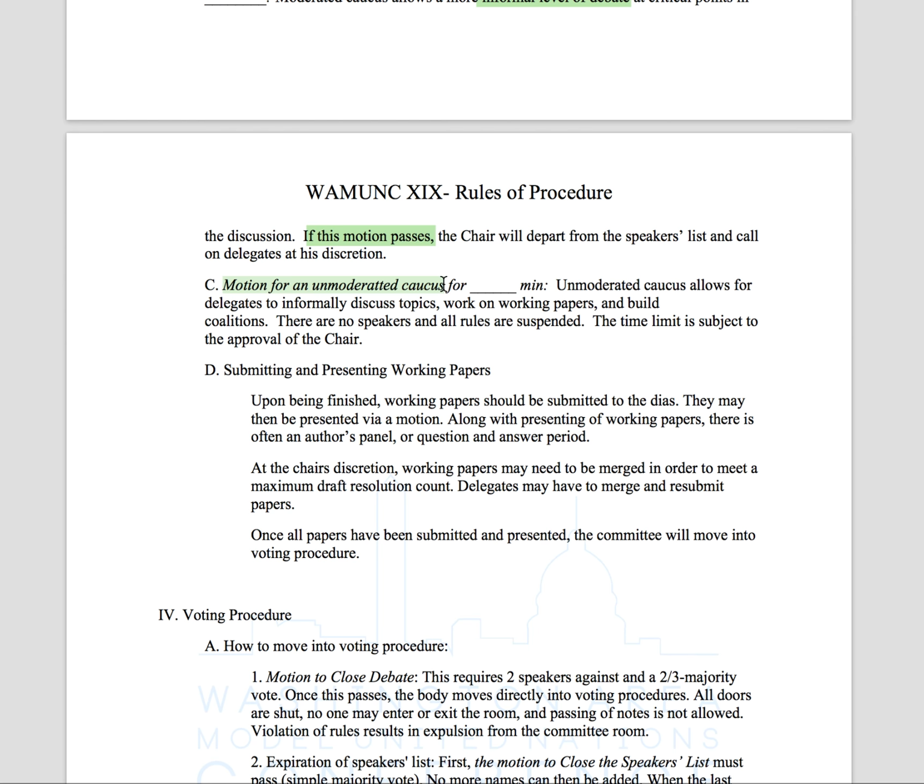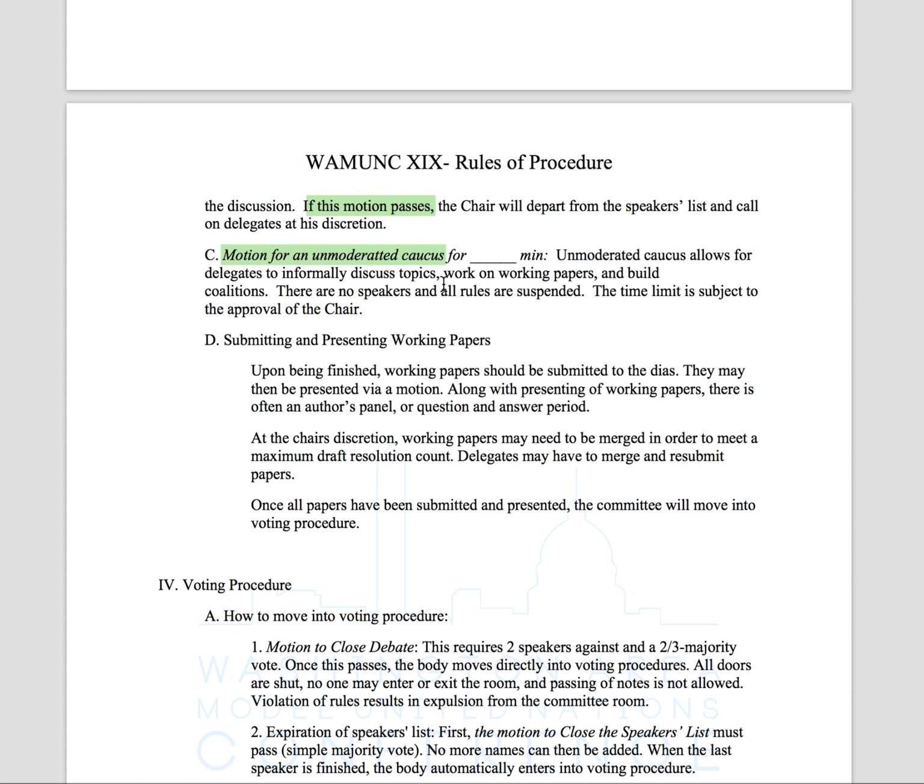Then you can also motion for an unmoderated caucus. They spelled it as unmoderated, that's kind of funny. Motion for an unmoderated caucus for this many minutes. So you can motion to have an unmoderated caucus where you can informally talk about topics, work on actually writing working papers, and build coalitions.